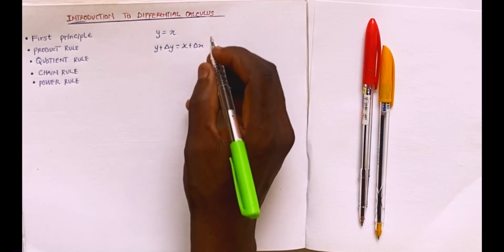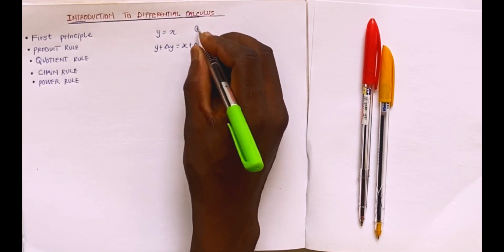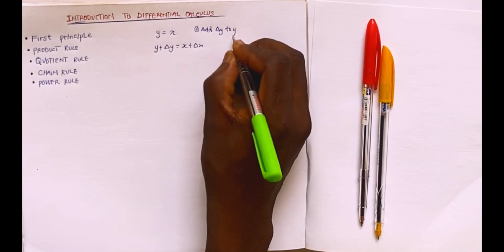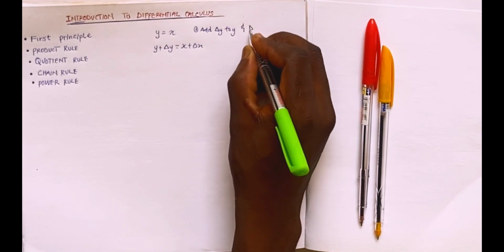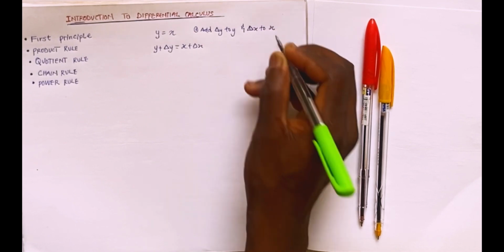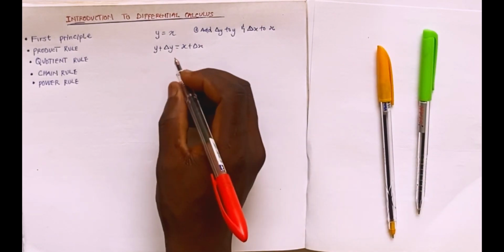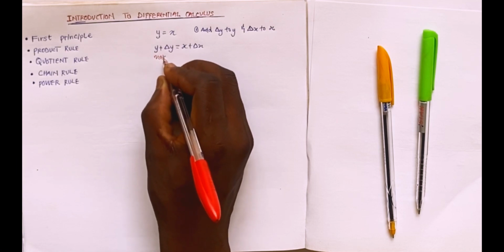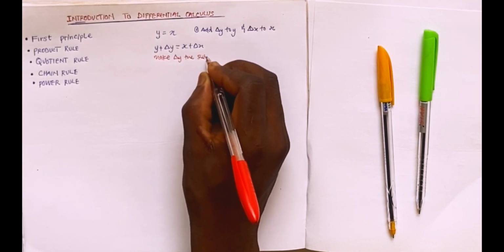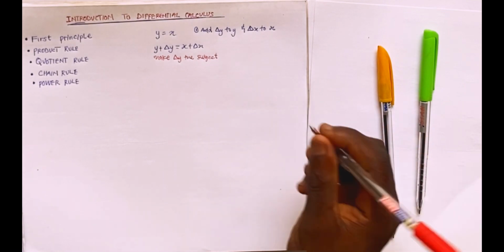Then the first thing here is that you add delta y to y, and also delta x to x. You get it straight down. So then after that, you make delta y the subject of the relation.